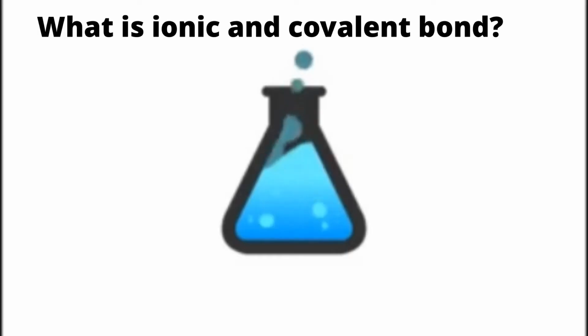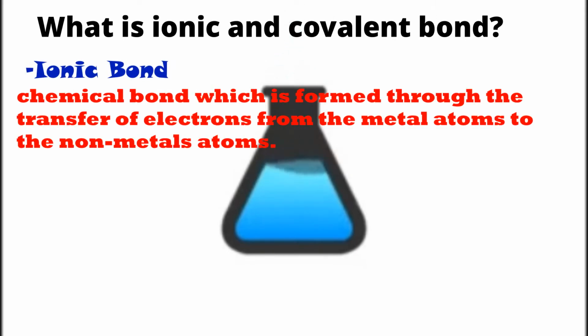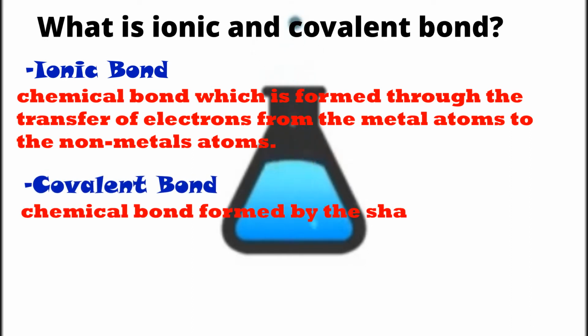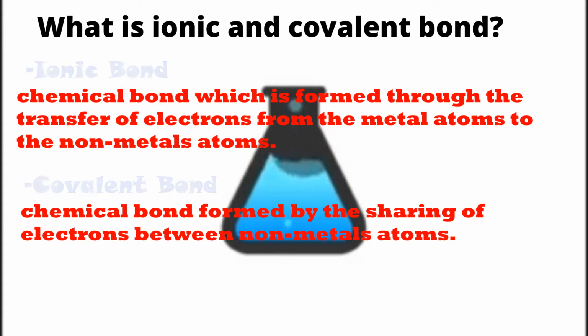What is ionic and covalent bond? Ionic bond: a chemical bond which is formed through the transfer of electrons from the metal atoms to the non-metal atoms. Covalent bond: a chemical bond formed by the sharing of electrons between non-metal atoms.